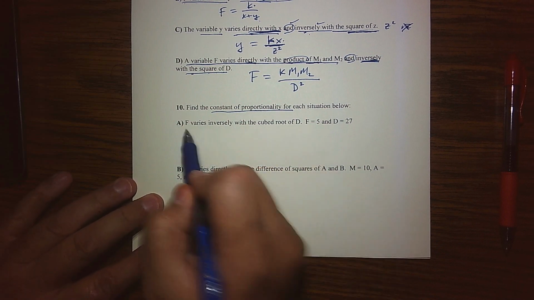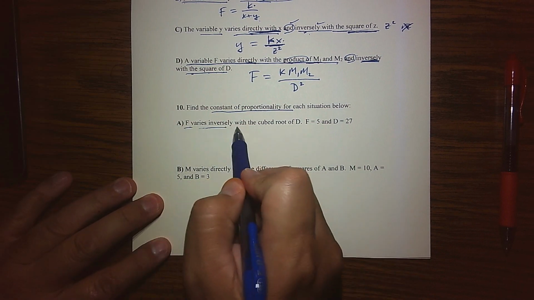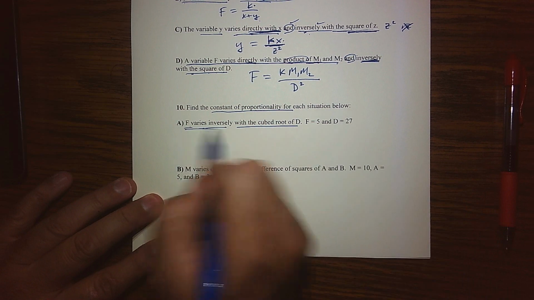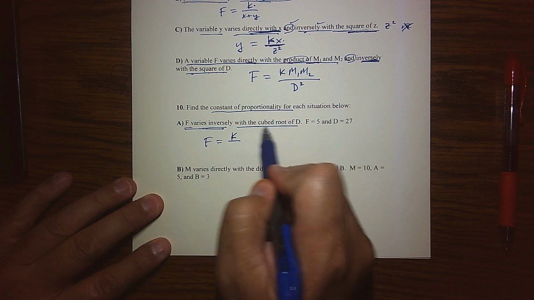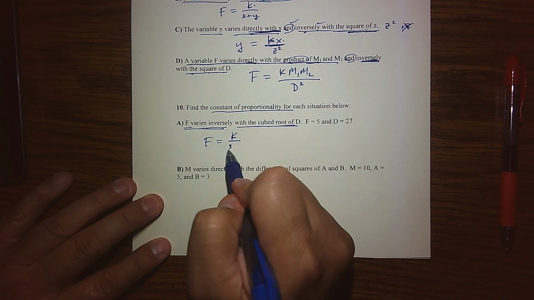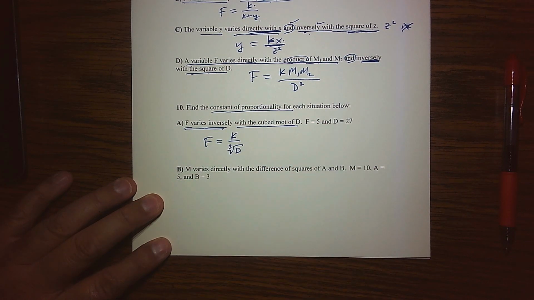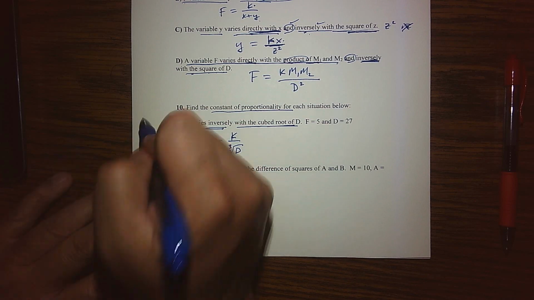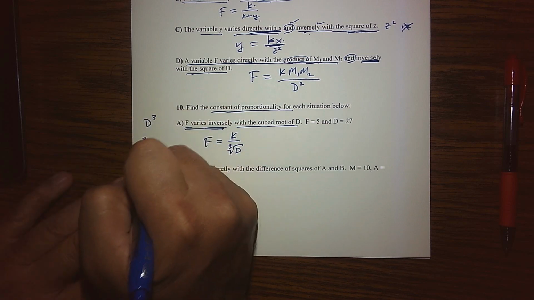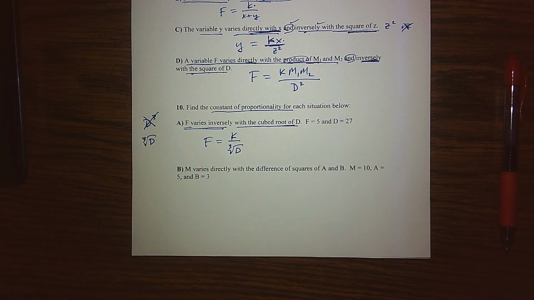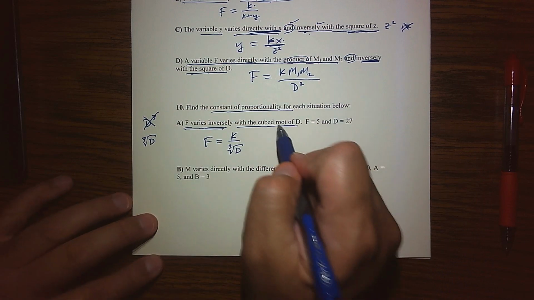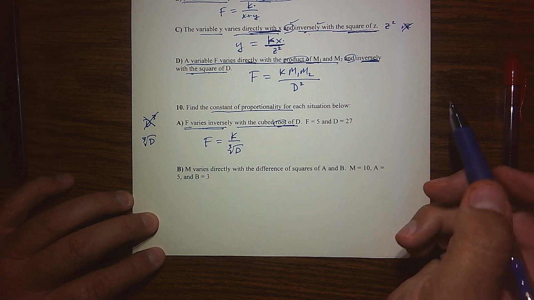So what we have here is f varies inversely with the cube root of d. So that part says that f equals some k over the cube root of d, that guy right there. Not d cubed. That's d cubed, and that's the cube root. So we're not saying d cubed, we're saying the cube root. There's that word right there. So there's our relationship.